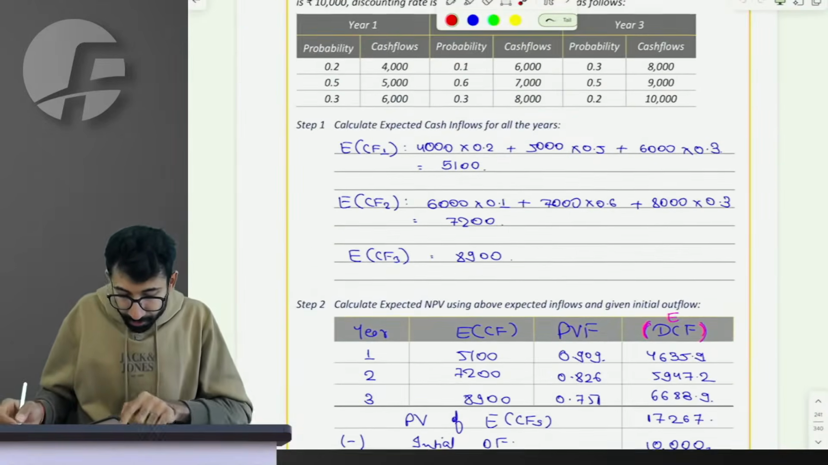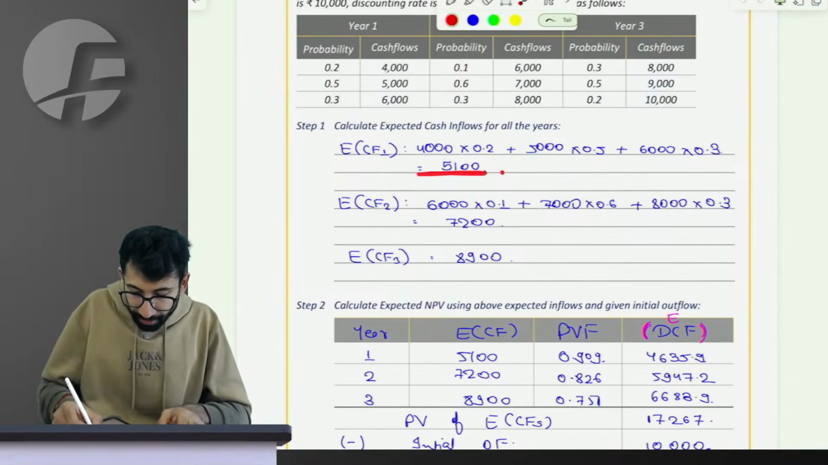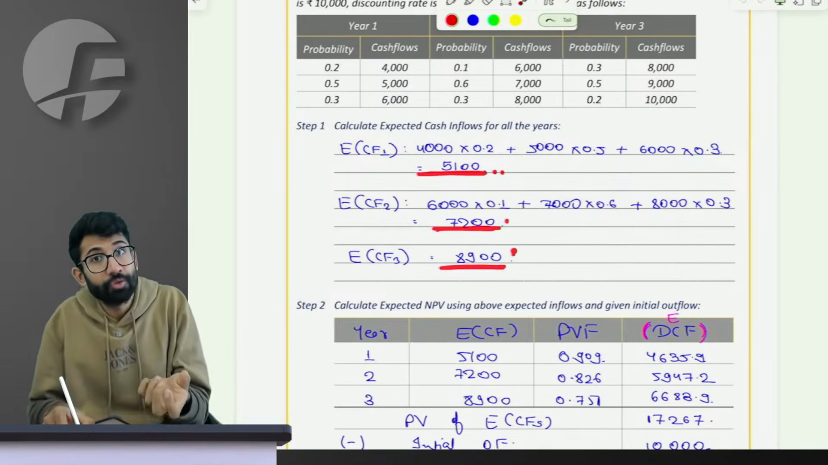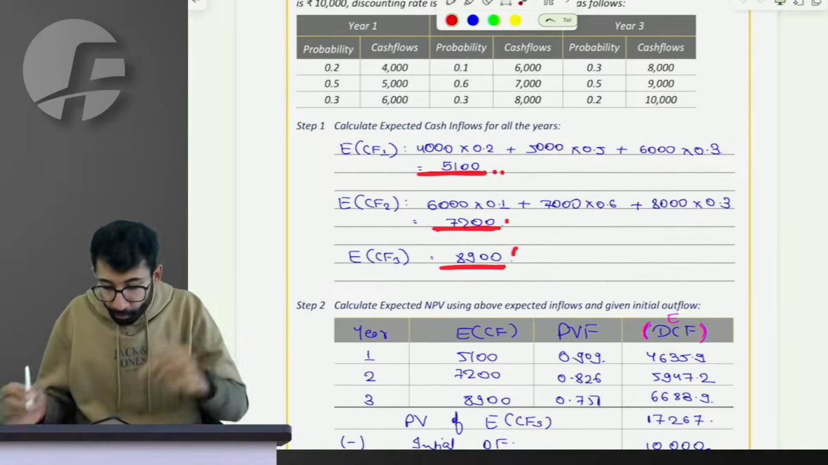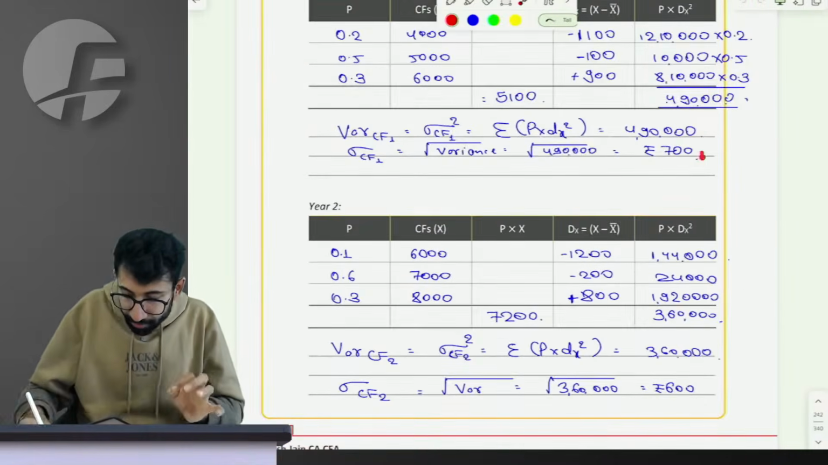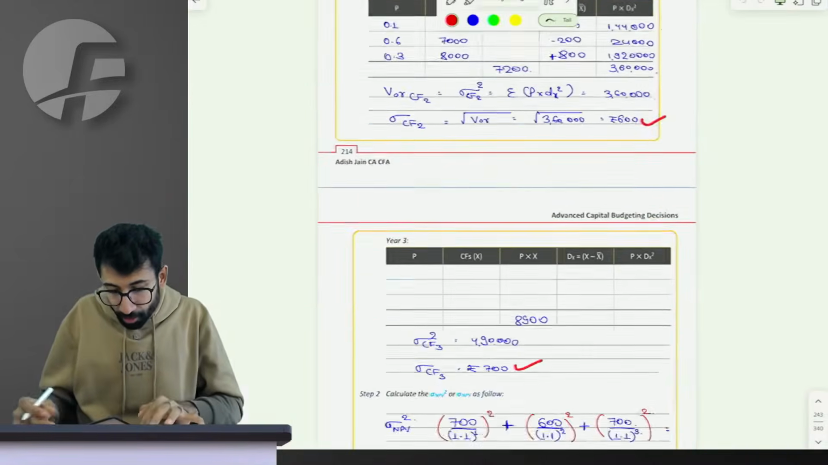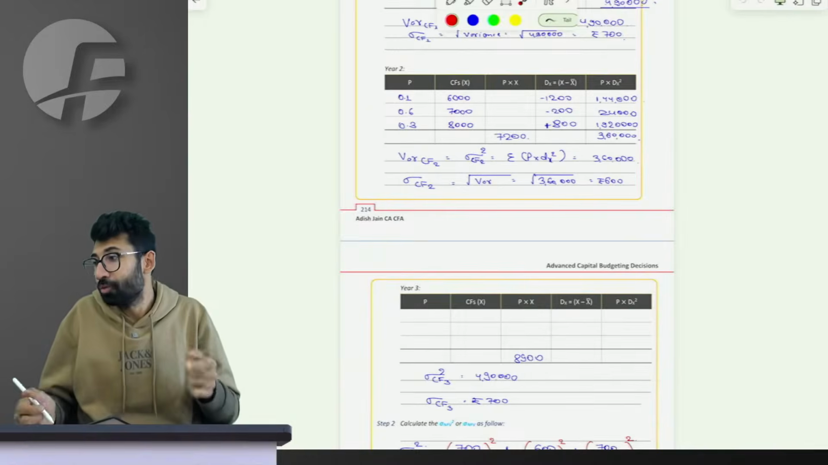First year possible cash flow was 5100. Second year is 7200, third year is 8900, but are these cash flows certain? No, they are subject to uncertainty and deviation. How much would they on an average deviate? 700, 600 and 700.